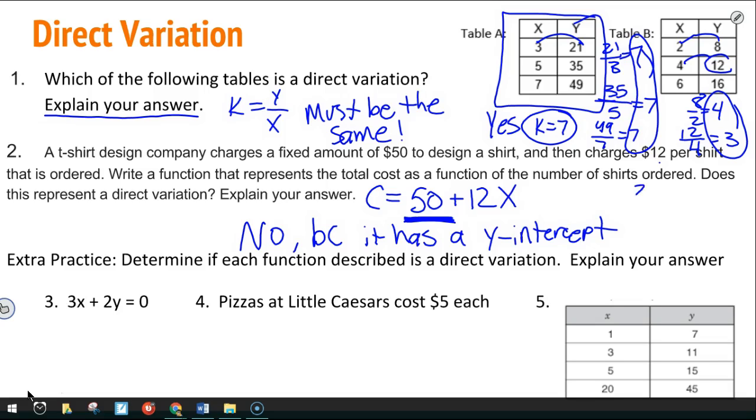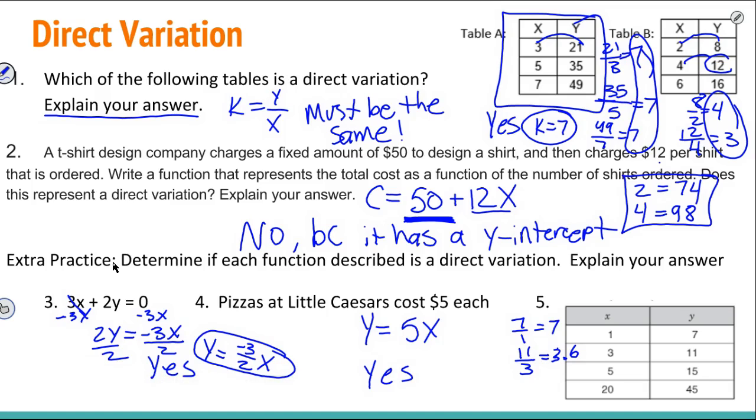If I ordered 2 shirts, it would cost $24 plus 50, so $74. If I doubled it to 4 shirts, it would not just double the cost to $148. It would be $48 for the 4 shirts plus 50, which is $98. It would not be double. It's not proportional. So that's that.